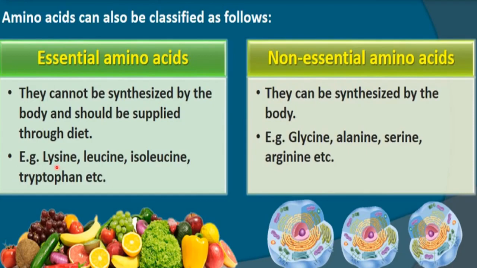Examples of essential amino acids are lysine, leucine, isoleucine and tryptophan. And non-essential amino acids can be synthesized in our body. These can be synthesized by the body. That's why we don't need to take these amino acids from any outer source, means from any vegetable or from any other plant source, right? But essential amino acids we need to take through our diet, right? Now these are examples of non-essential amino acids. These are glycine, alanine, serine and arginine.